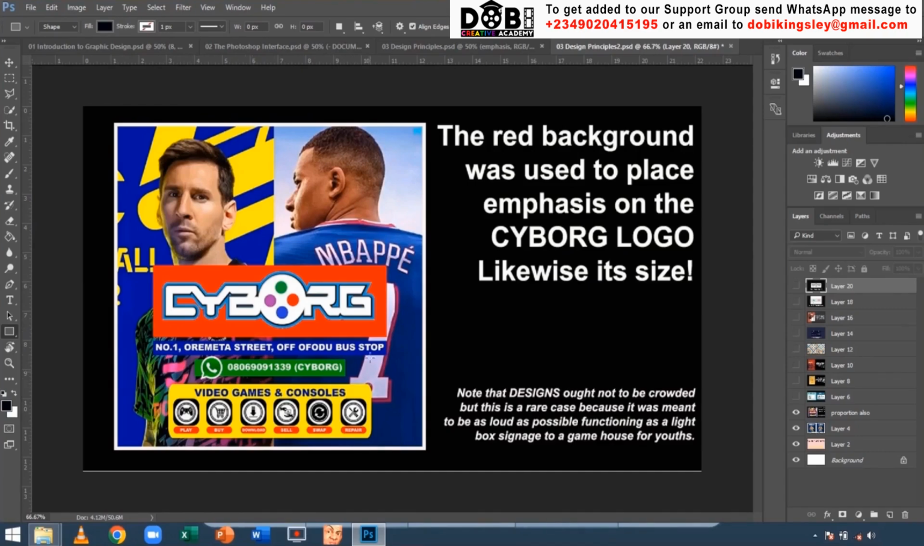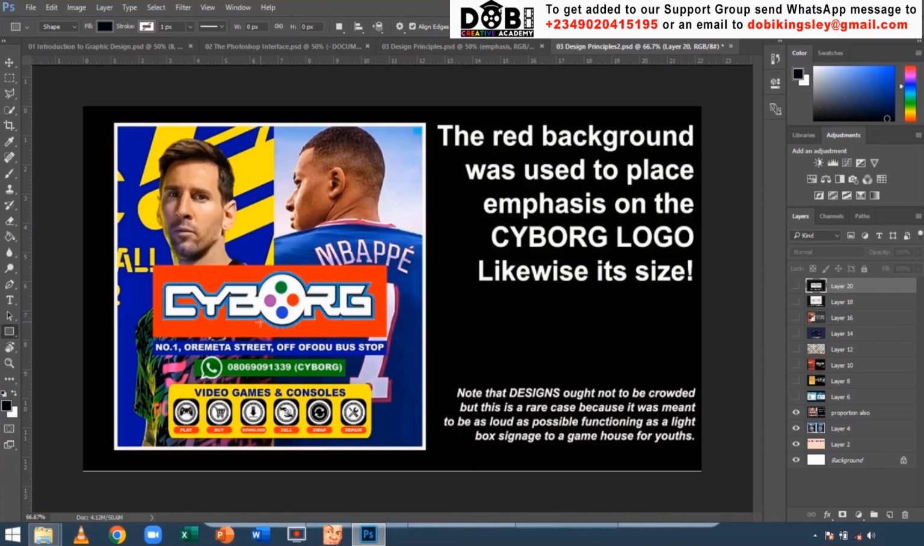So I said something down here: designs ought not to be too crowded. When we start designing flyers, you would understand what I mean. You don't need to crowd your designs. You want to let your designs breathe, have space in between and all of that. But this is just a rare occasion. Like I said, the rules are meant to be broken.